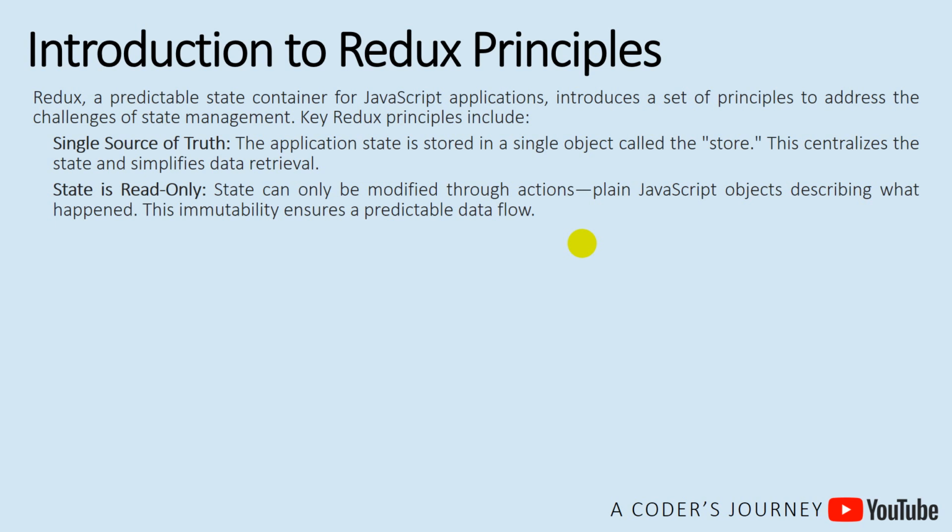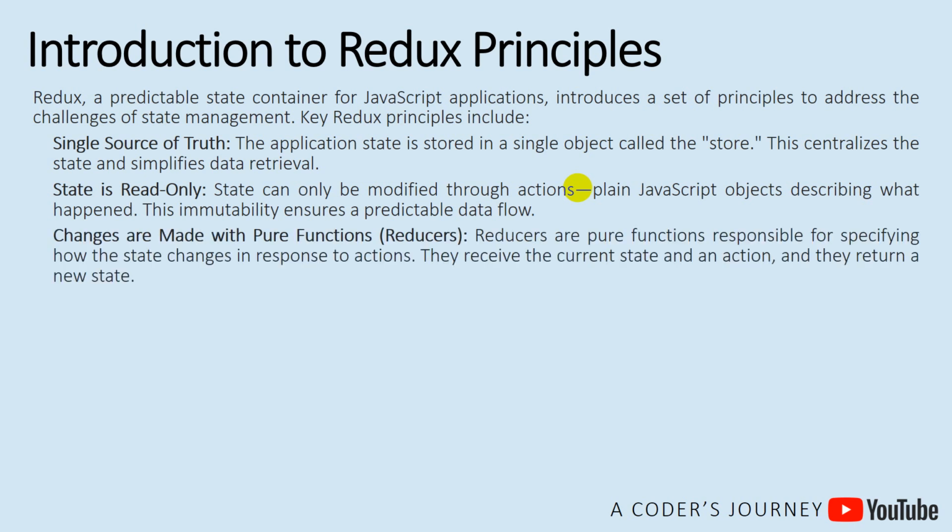So if you know a couple of things about functional programming, you probably know that immutability is very beneficial in helping an application to become predictable and consistent and less error prone. So a state is read-only in Redux. It means that it can only be modified through actions, right? And this immutability ensures a predictable data flow.